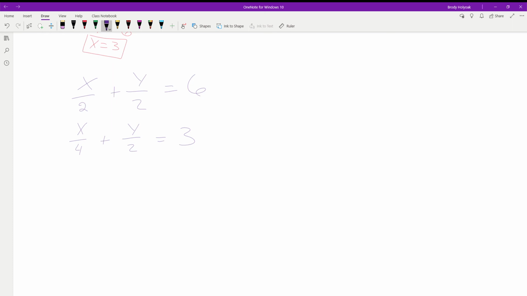So if we want to get rid of the y, what do we need to do to this bottom equation? Multiply it by -1. So we get a negative x over 4 minus y over 2 is equal to -3. So we've changed this guy. We'll add these together. Those are going to fall out. So we get an x over 2 minus an x over 4 is equal to 3. Sorry, I did a double negative.